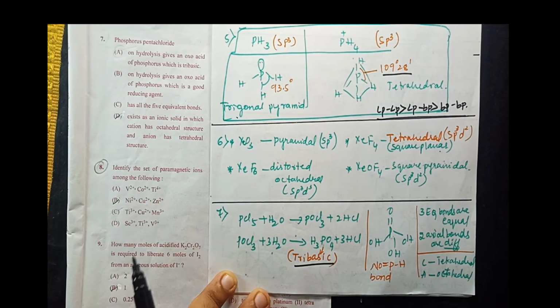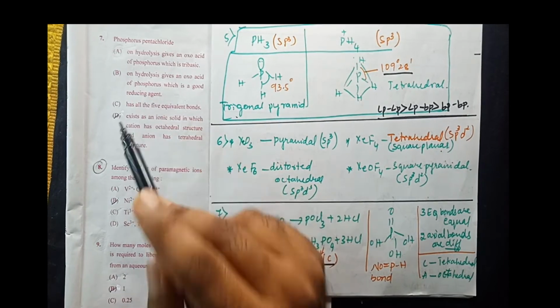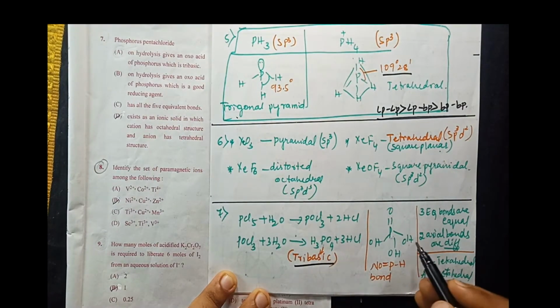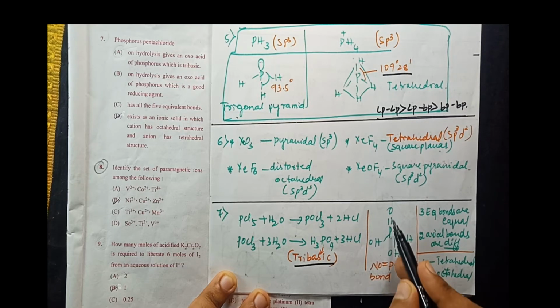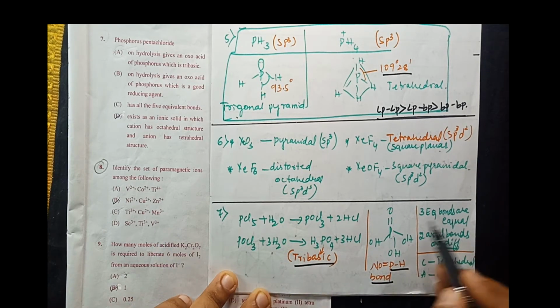Next, the second option: on hydrolysis which gives oxo acids of phosphorus which is a good reducing agent. So this is H3PO3. This is the structure of H3PO3, P double bond O, with OH groups. This compound doesn't contain a P-H bond, so it is not a good reducing agent. So the third option, all have 5 equivalent bonds. The PCl5 contains 5 bonds. Out of 5, 3 equatorial bonds are equal, 2 axial bonds are different. So the third option is wrong.